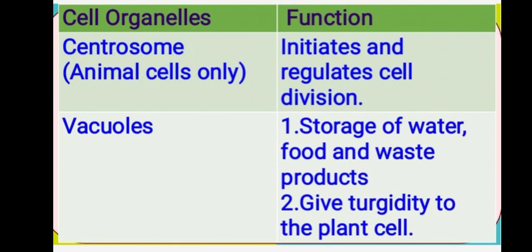Another organelle is centrosome, which can be seen only in animal cells. Centrosome initiates and regulates the cell division. Vacuoles. Vacuoles are involved for the storage of water, food and waste products. Vacuoles also give turgidity when present in the plant cell.